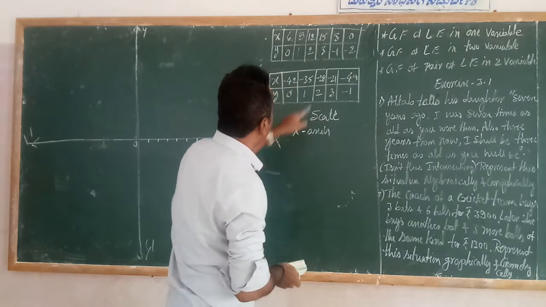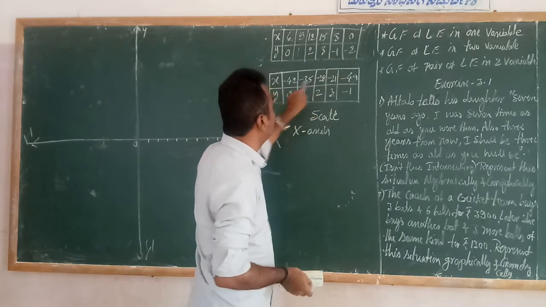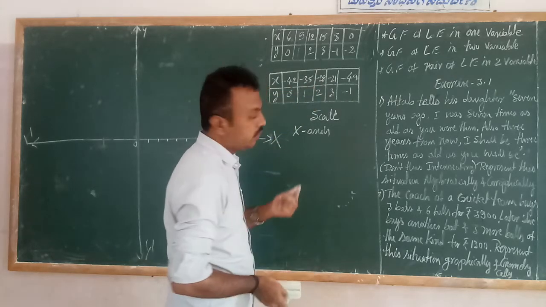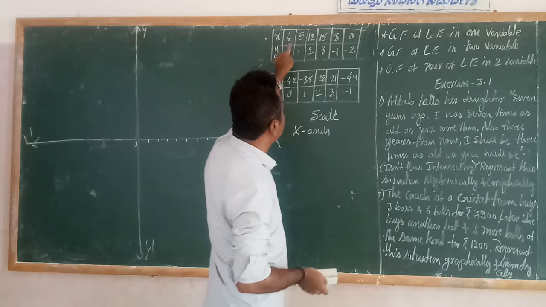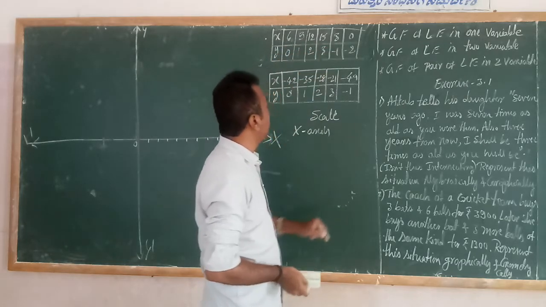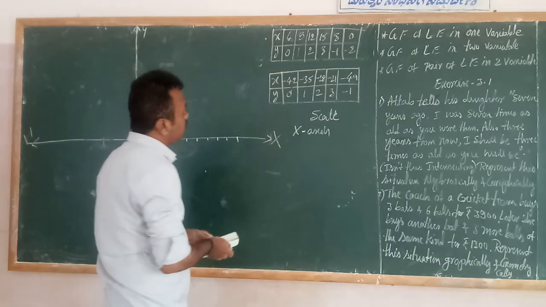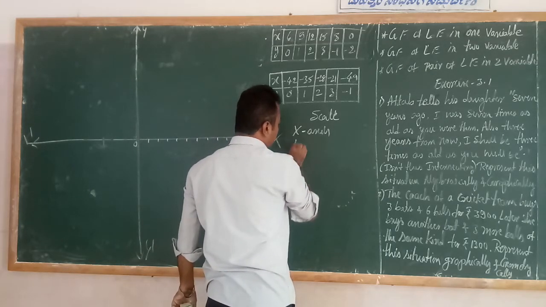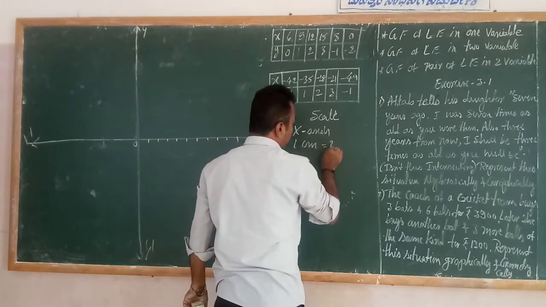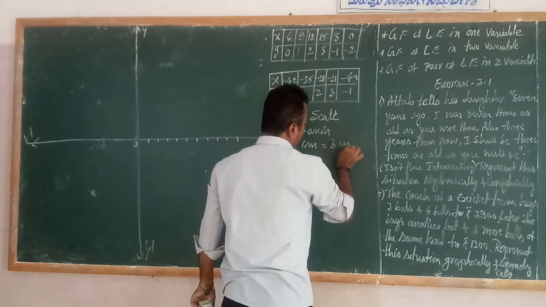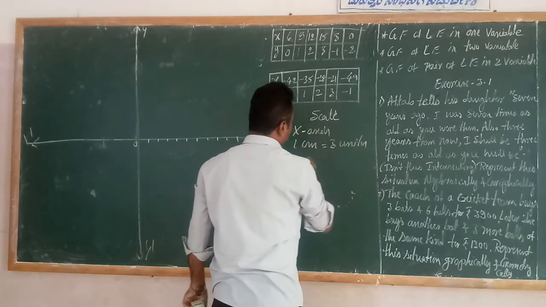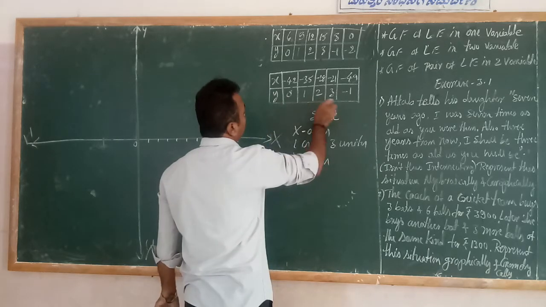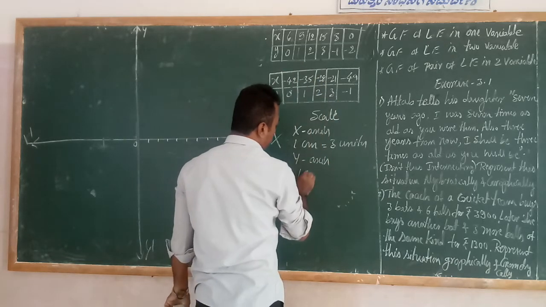Here 28, 21, 49, 42. So 21, 28, 42 are multiples of 3. Right. Here 6, 9, 12, 15 are also multiples of 3. That's why I will take the x-axis as 1 centimeter equal to 3 units. Next, the y-axis. On the y-axis there is only 1, 2, 3, so 1 centimeter is equal to 1 unit.